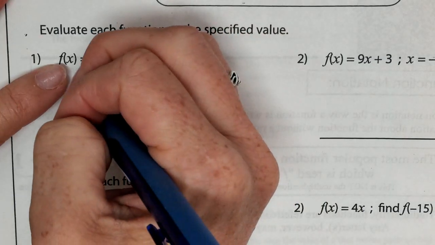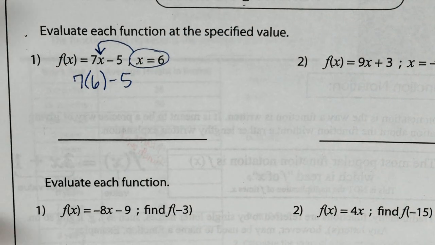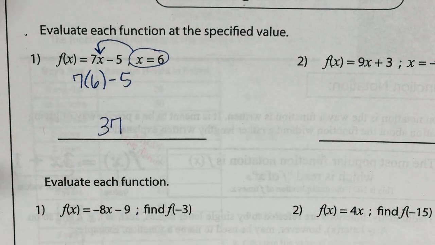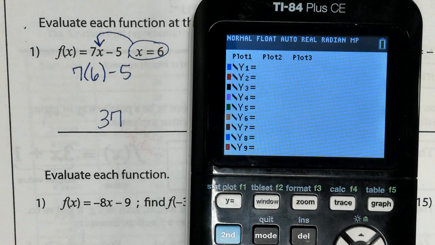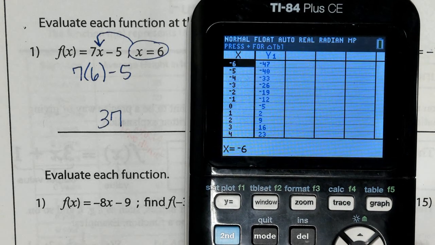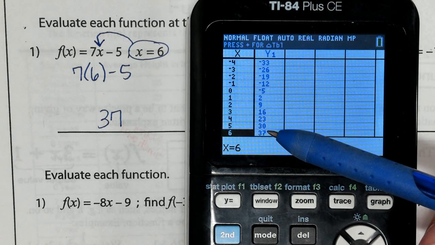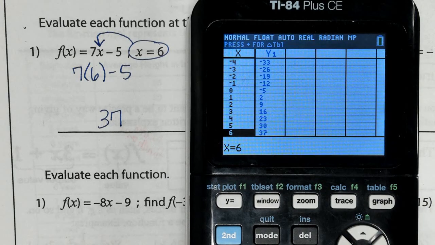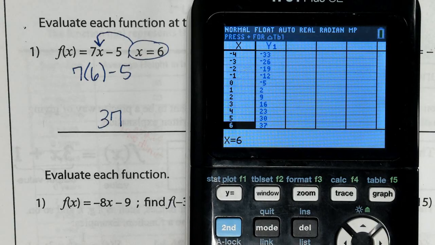So I would do 7 times 6 minus 5, which 7 times 6 is 42, and 42 minus 5 is 37. But if you're not good at stuff like that, or you feel like you would make a mistake, you could still go to your y equals button, type in the function 7x minus 5, go to the table, and look for when x is 6, and you will see that y is 37. So it works the same way of filling out a table to solve for one of those values. So it is totally up to you how you do it, okay?